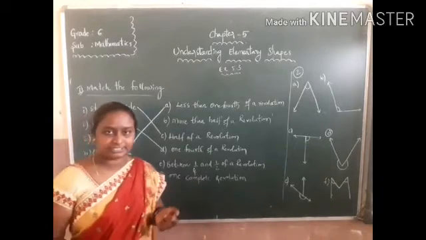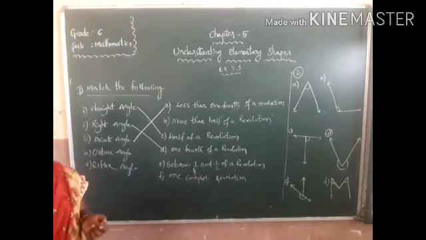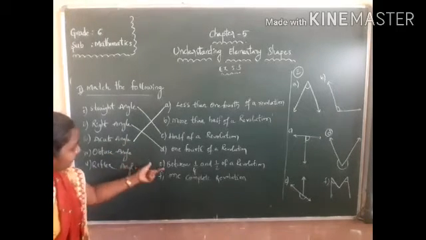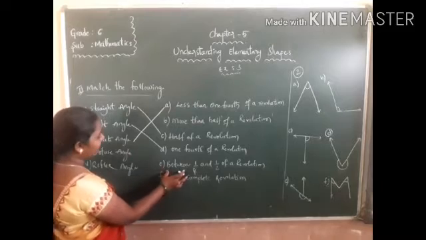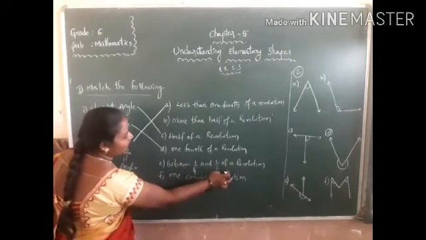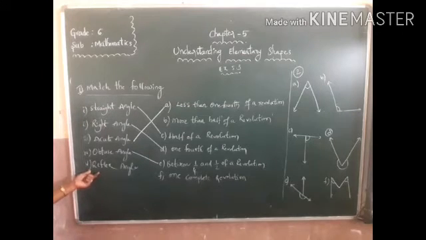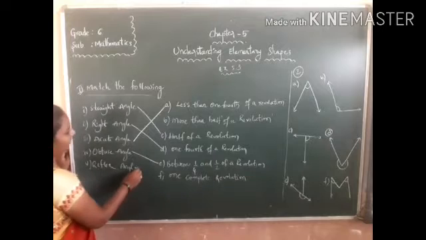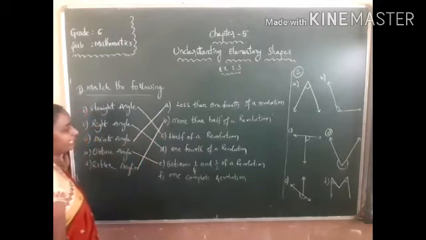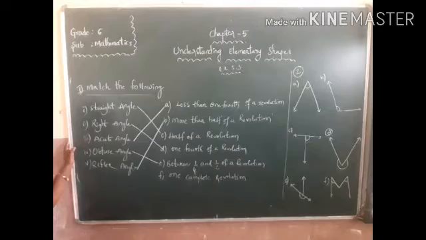And obtuse angle means it is greater than 1/4 revolution and less than half revolution. Where is that? Yes, it is between 1/4 and 1/2 of a revolution. What about reflex angle? Yes, it is more than half of a revolution. Okay children, is it clear?